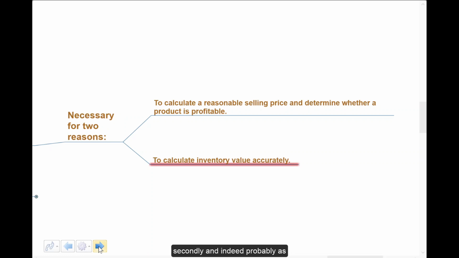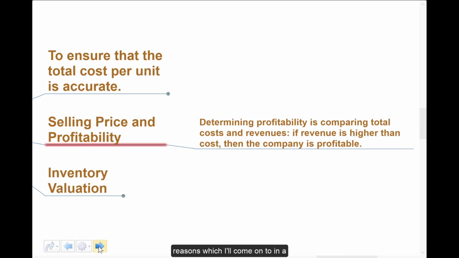But secondly, and indeed probably as important, is this area of calculation of inventory. Now, that may lose a little bit in translation. Now you may be thinking, well, why is it important? Well, several reasons, which I'll come on to in a second.